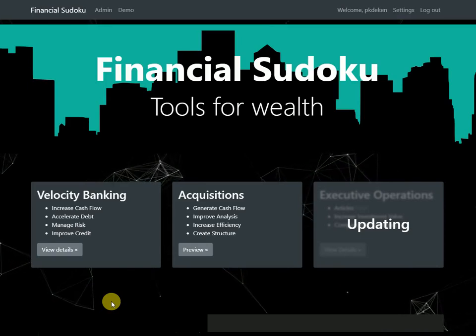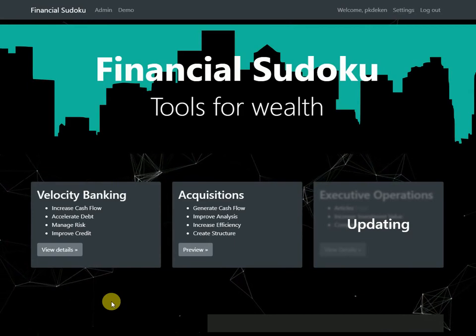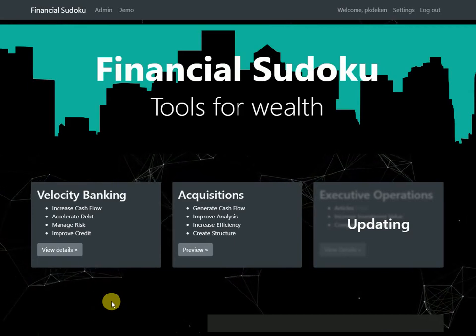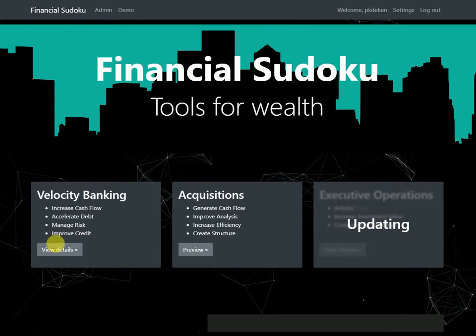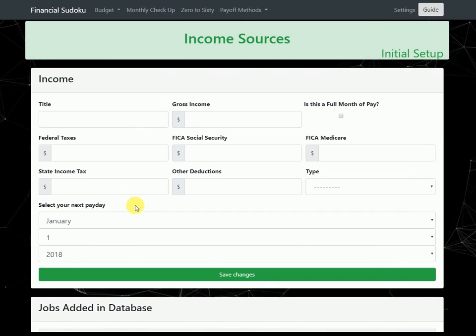Welcome. This is going to be a quick tutorial on Financial Sudoku that will show you how to do initial setup and some of the things you can do after you complete initial setup. So I'm going to head into Velocity Banking, and I have not set up my profile yet, so this is the first screen you're going to see after the disclaimer.